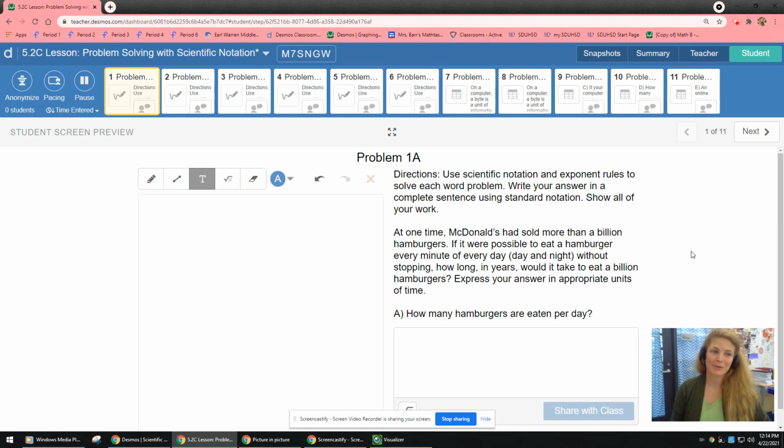We're going to be doing 5.2 C lesson problem solving with scientific notation. So you've already done a lot of work with scientific notation, multiplying, dividing, rewriting values. So we are going to use that today in some word problems.